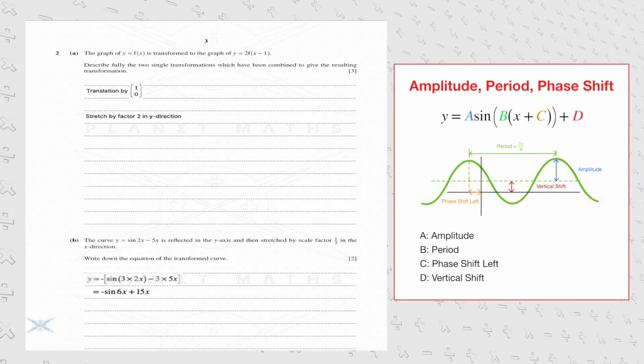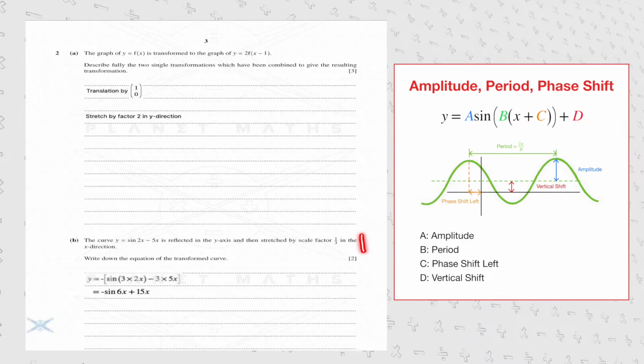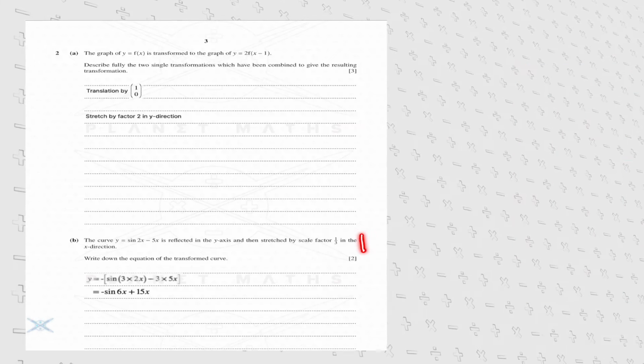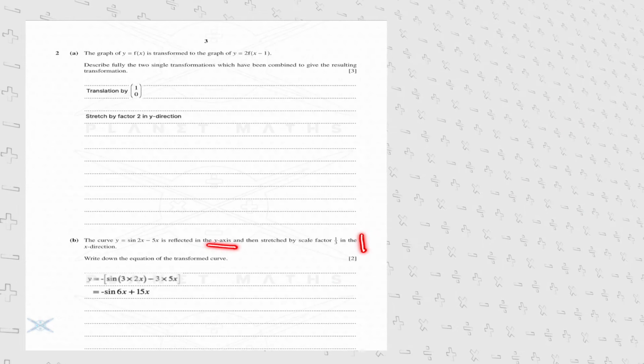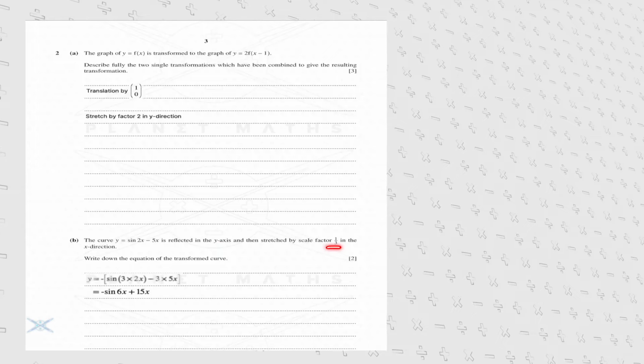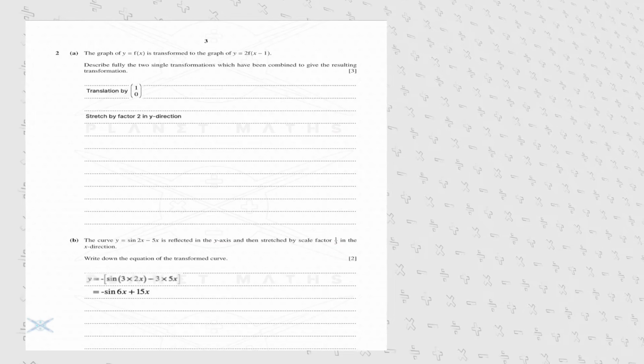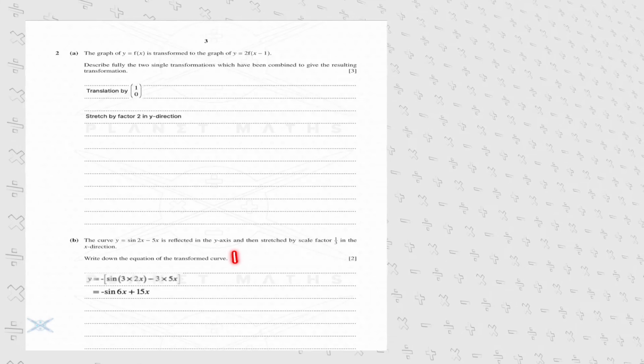In part B of the exercise, it is stated that the curve y equals sine of 2x minus 5x is reflected in the y-axis and then stretched by scale factor 1/3 in the x direction. We are supposed to write down the equation of the transformed curve.